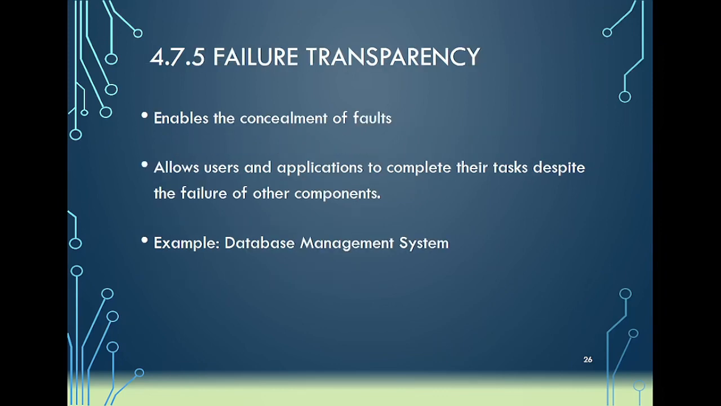Talking about failure transparency, the system needs to conceal or hide the faults amongst its components, so that users and applications can complete their tasks despite the failure of other components. If a failure is observed, the time it takes for the system to proceed from the failure should be very minimal, so that even the user can't tell that there was a problem. An example is the database management system. If you're accessing particular data within your database management system, it should provide a fault tolerant mechanism so that you don't get issues accessing your information, even if there's a problem with one of the databases.